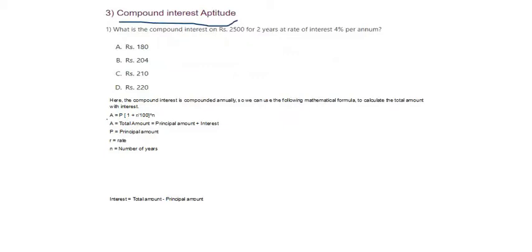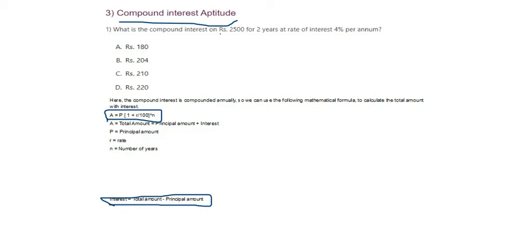So here, what is the compound interest on rupees 2,500 for 2 years at the rate of interest 4% per annum? So to solve this, we have a simple formula. We're using compound interest, which is A is equal to P into 1 plus R divided by 100 to the power of N. So here A is the total amount. So total amount is equal to principal plus interest. So to calculate interest, total amount minus principal amount, this is also a separate formula which you have to remember. P is nothing but the principal amount.